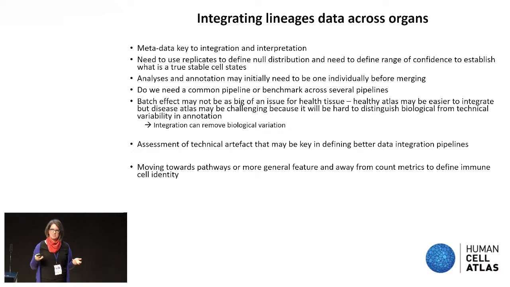And there was an interesting discussion between different computational folks in the meeting, so I invite those to come back, because maybe we didn't summarize it well. But they said that we need to use replicates to define the null distributions and need to define the range of confidence. And they didn't really define what they meant by confidence to establish what is a true stable cell state. And some have argued that we should analyze all data sets separately, annotate them before merging them, in the fear of losing biology through integration.